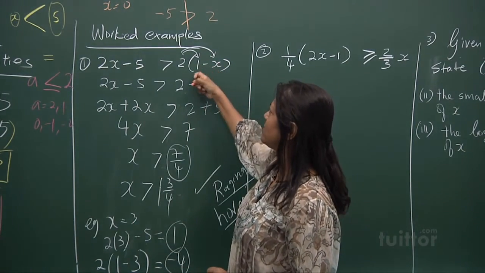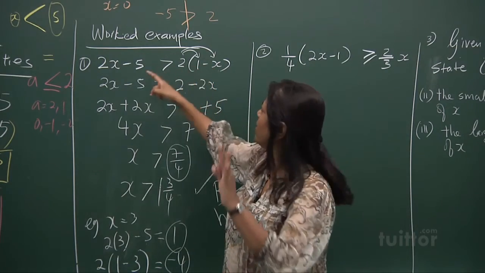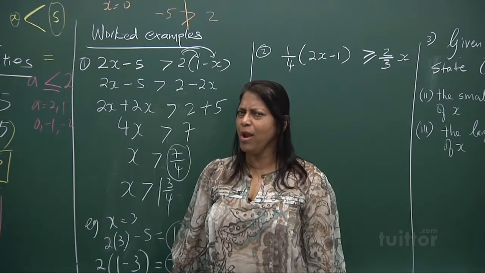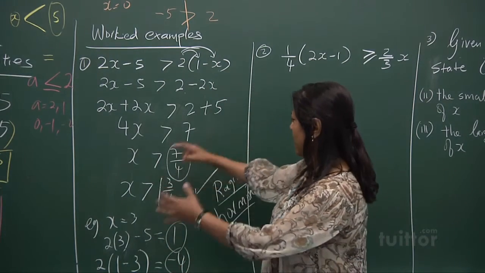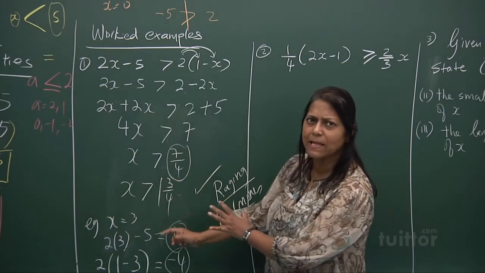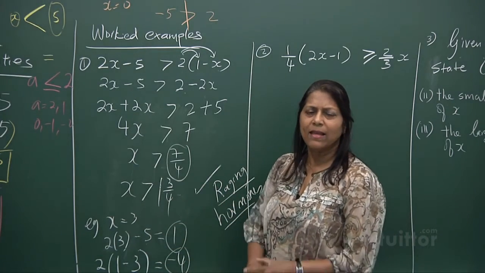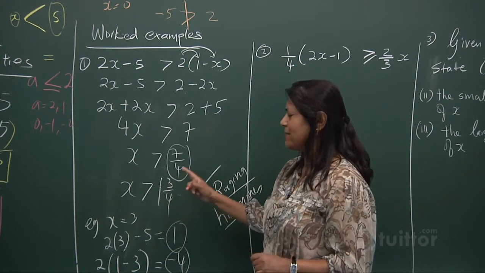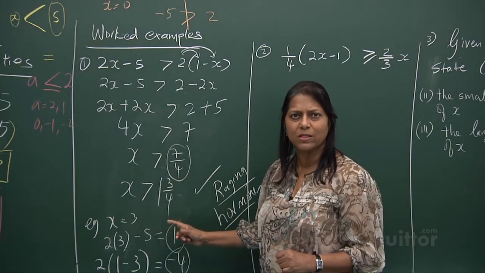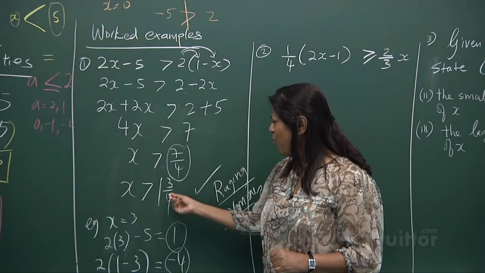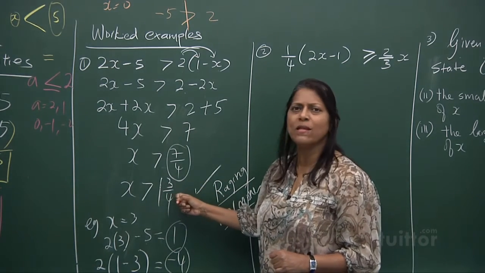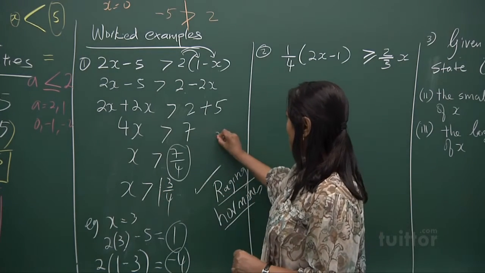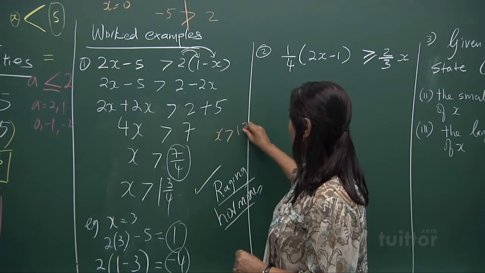1 minus 1 is 0. 2 times 0 is 0. Minus 3, not bigger than 0. Oh no. But if you take any number above this number, it will definitely hold. As long as it is bigger than 1 3/4, which is 1.75. X is greater than 1.75.